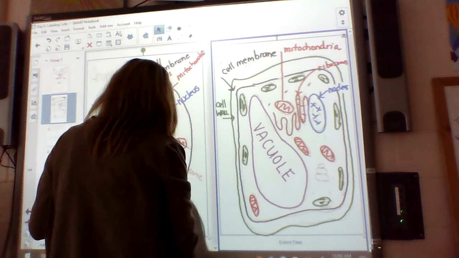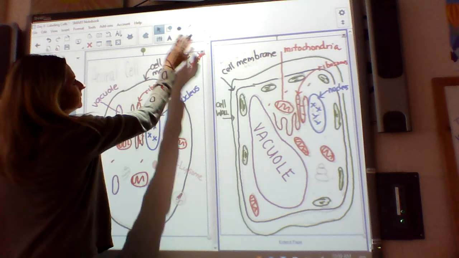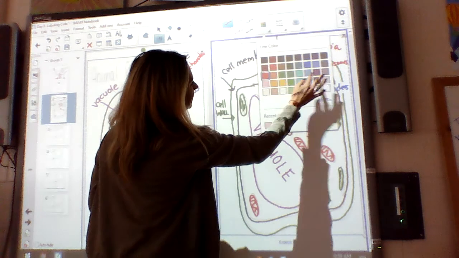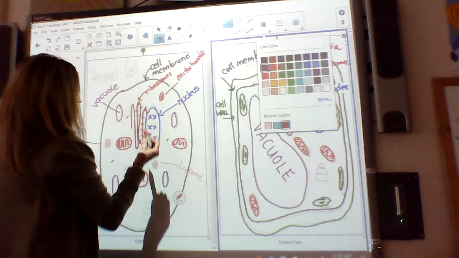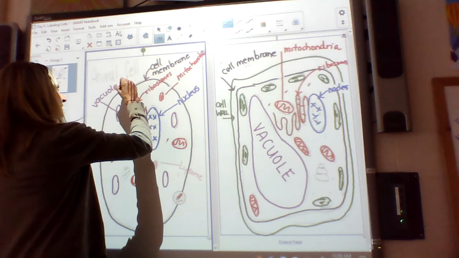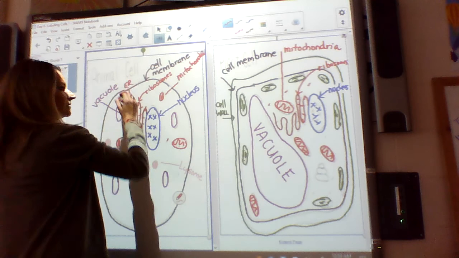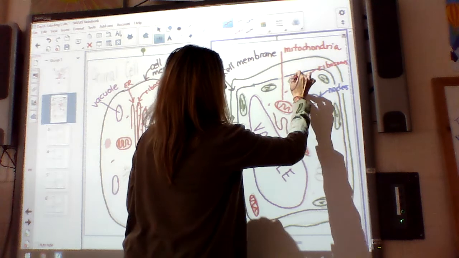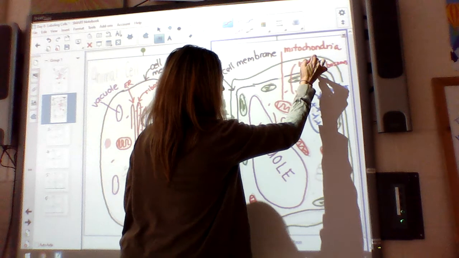And let's not forget to label our ER. We do abbreviate it because it's kind of a long word. So this is going to be the ER. It's getting a little crowded here.